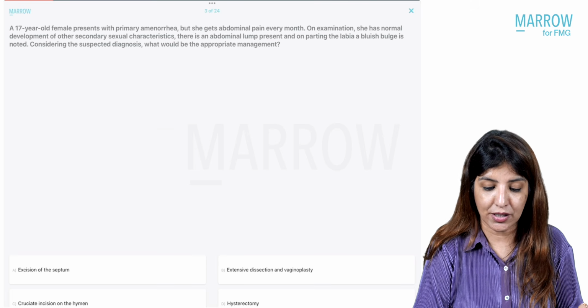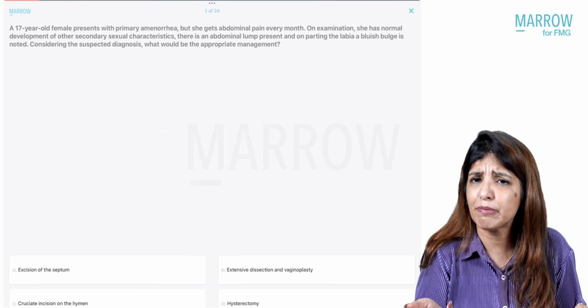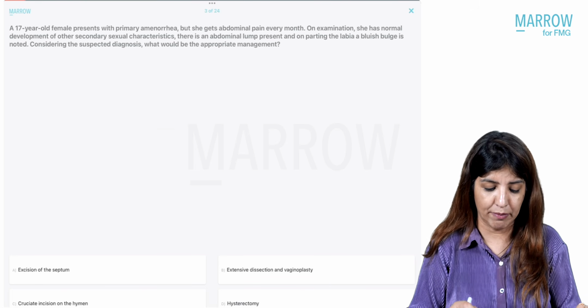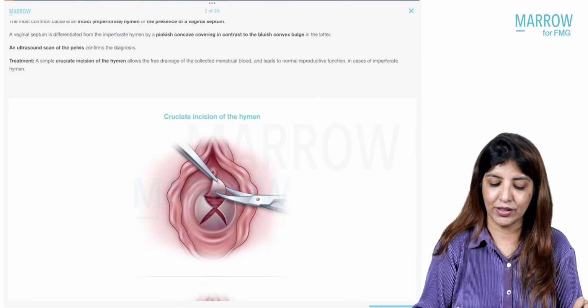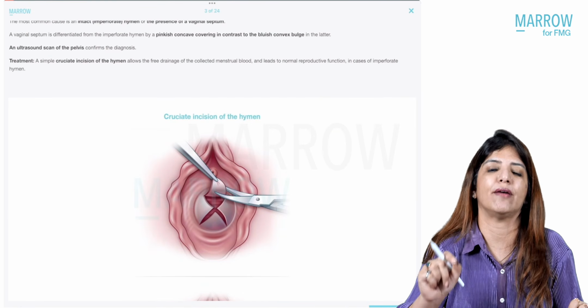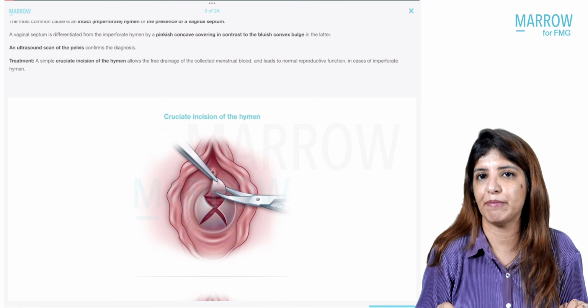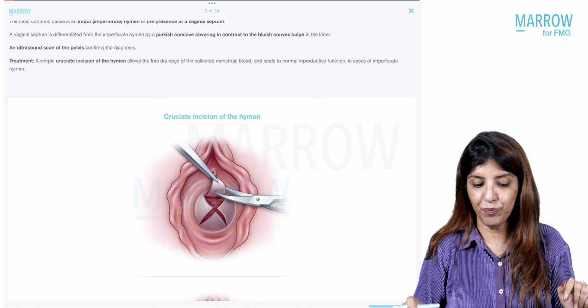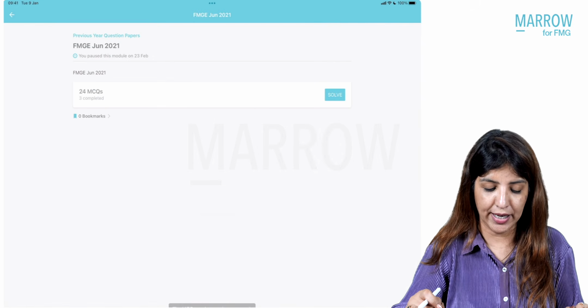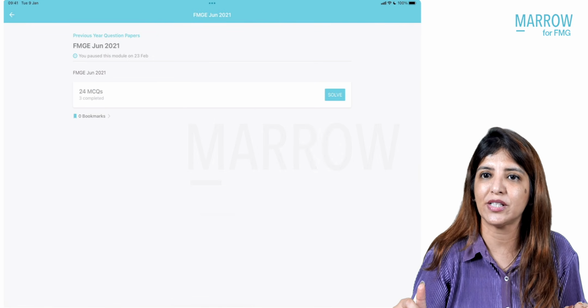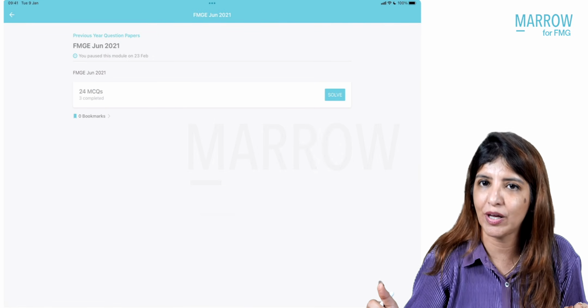Considering the suspected diagnosis, what would be the management? If there is imperforate hymen, the management is you have to give a cruciate incision on the hymen, an X-shaped incision on the hymen. Is that clear to all of you? Yes. So these were the questions which came in FMGE June 2021. I'm not doing all of them with you.